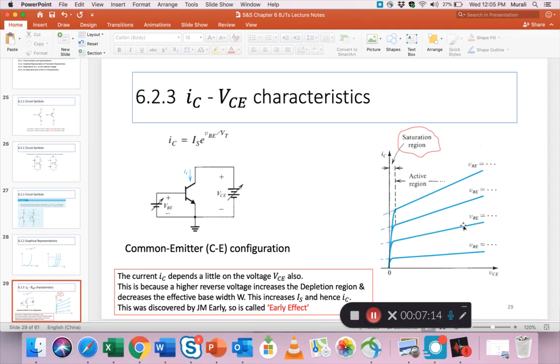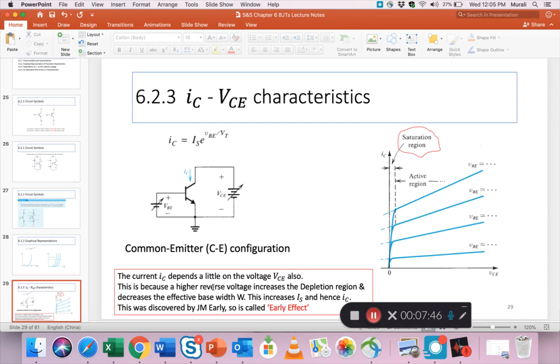That increase was originally thought shouldn't be there, but then it was discovered by a gentleman called J.M. Early, and it's called the Early effect. Remember, this is part of understanding the logic, and this variation is also important and is used later in amplifiers. But the bottom line is the current IC depends a little on the voltage VCE also, not too much, but a little. It's not shown here, but that's the reality.